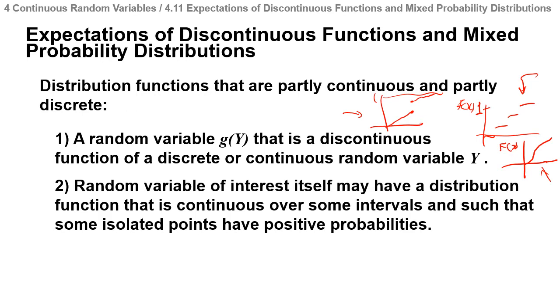So there are two cases for this. A random variable g(y) that is a discontinuous function of a discrete or continuous random variable y.